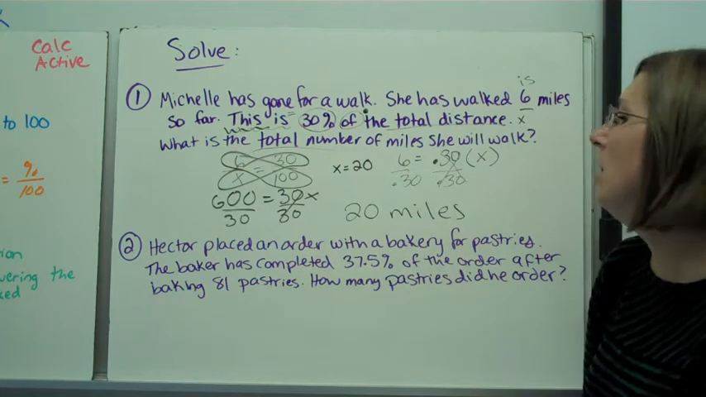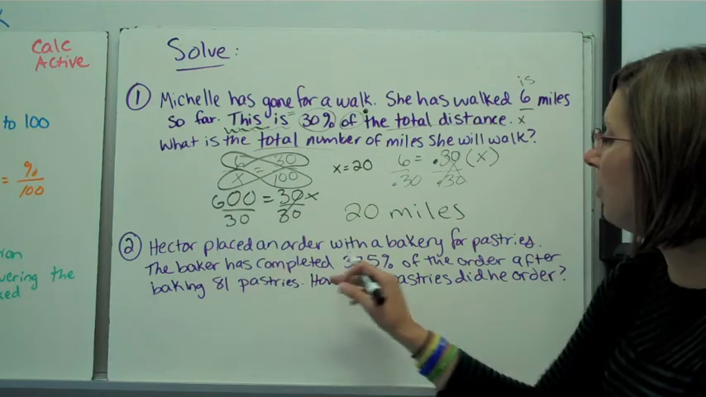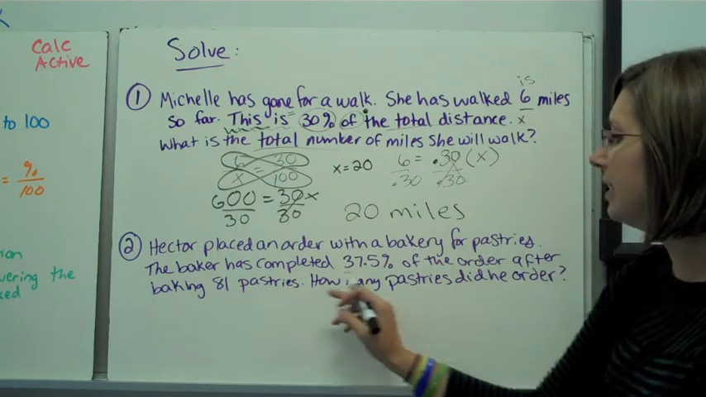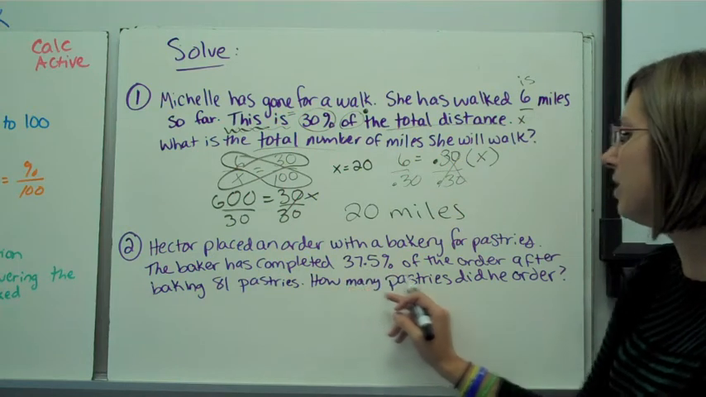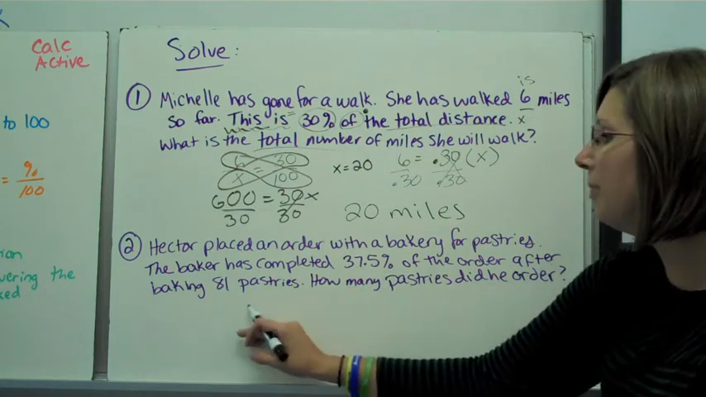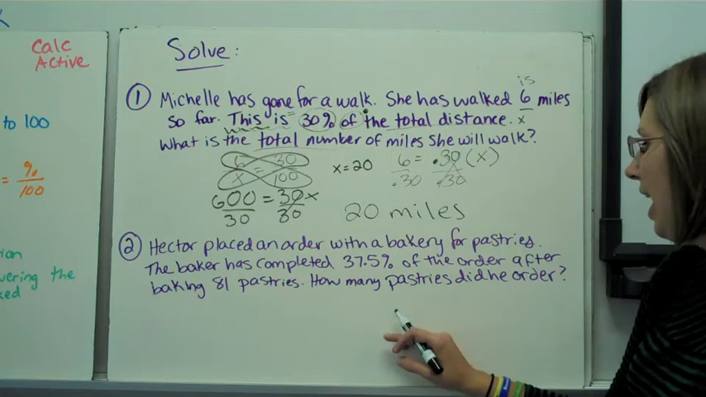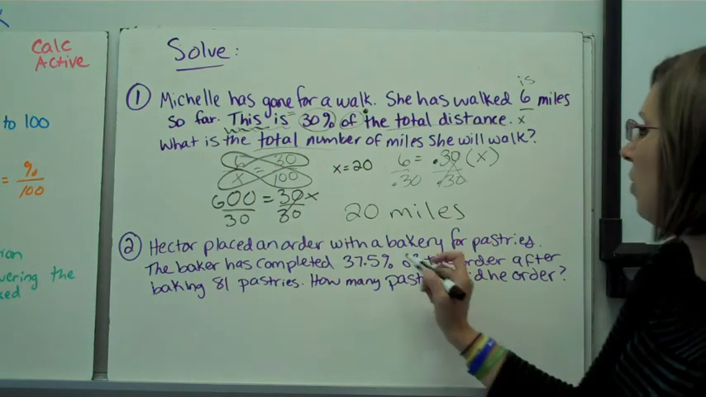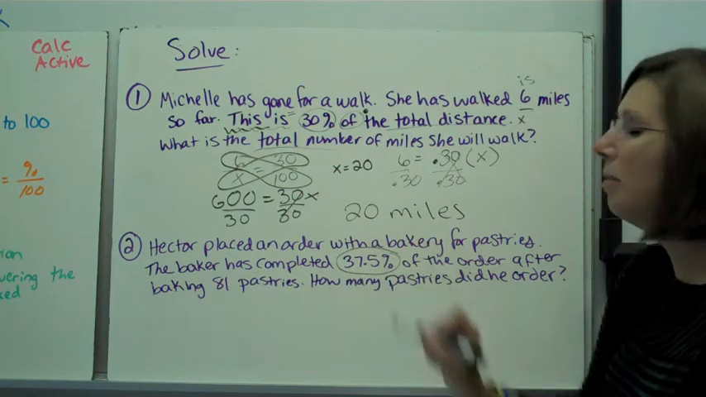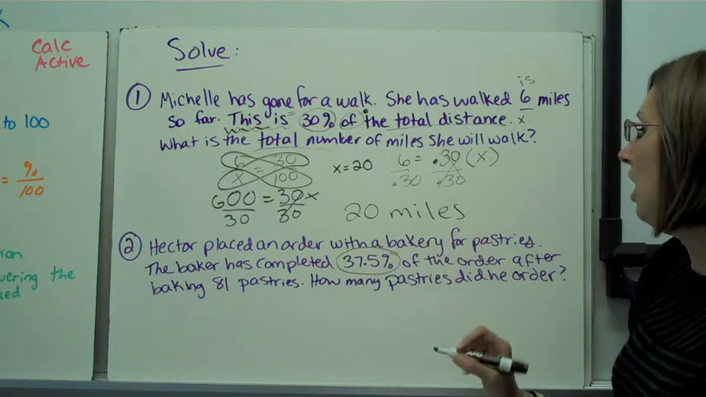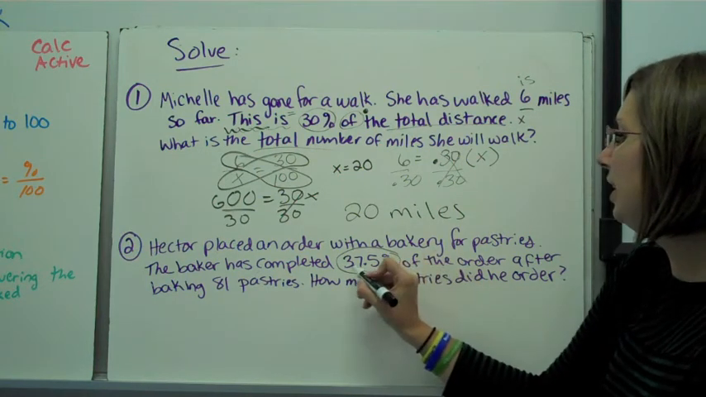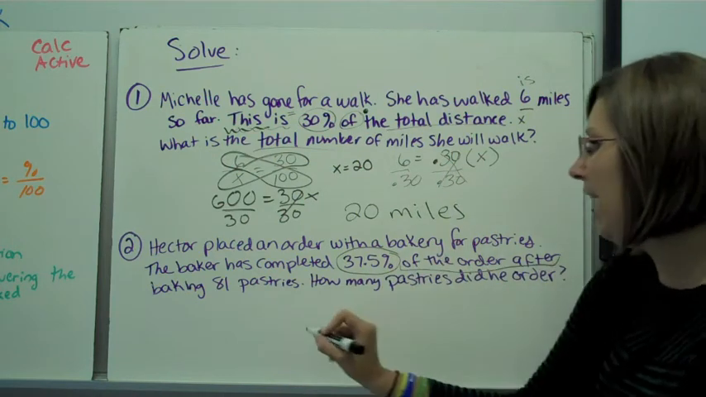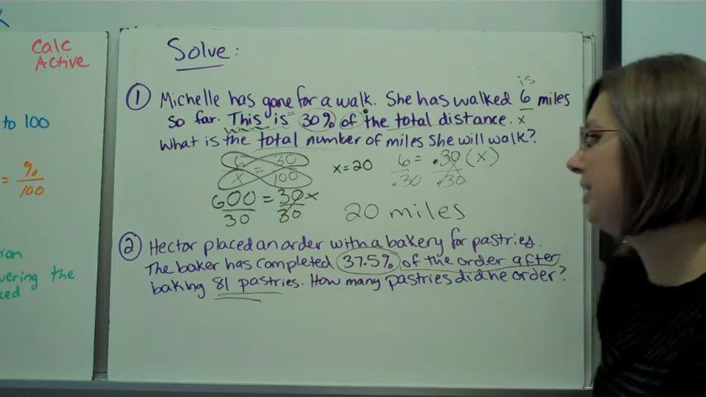Okay? Number 2, Hector placed an order with a bakery for pastries. The baker has completed 37.5% of the order after baking 81 pastries. How many pastries did he order? So, of course, I've got my percentage. The baker has completed 37.5% of the order after baking 81 pastries.